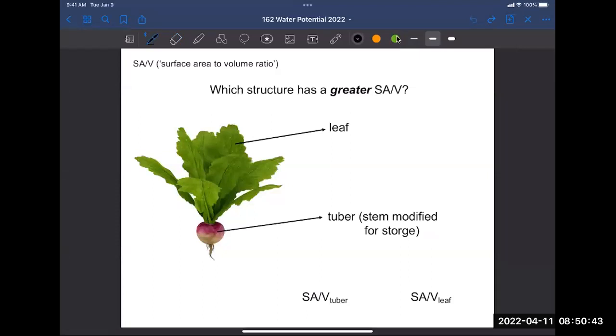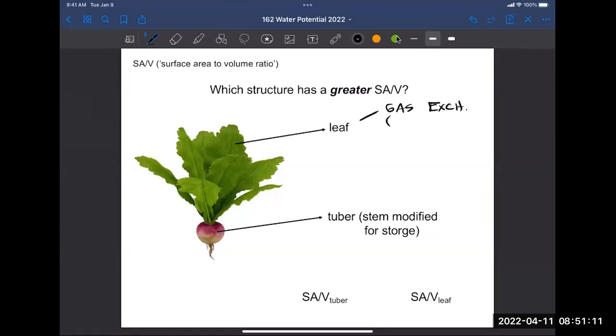Okay, good. About 87% got it right, that it's the leaf that has greater surface area to volume ratio. And that makes sense, because the greater surface area to volume ratio you have, the easier it is to have exchange with the environment. In the leaf, we need a lot of gas exchange happening: oxygen getting out, CO2 getting in.